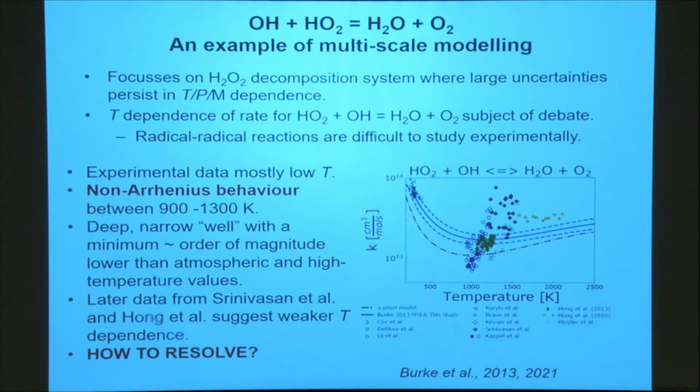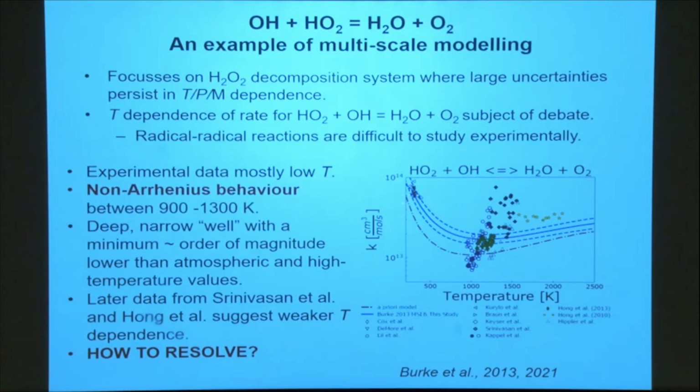A very strange set of data, really, that at first glance looks fairly inconsistent, right? In the experimental data, we've got non-Arrhenius behavior, particularly between the temperatures of 900 and 1300 K. And we've got this quite deep, narrow well with a minimum at low temperatures here.